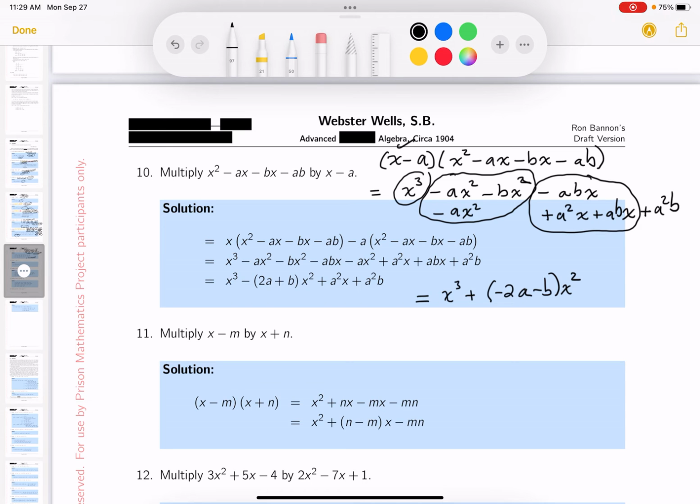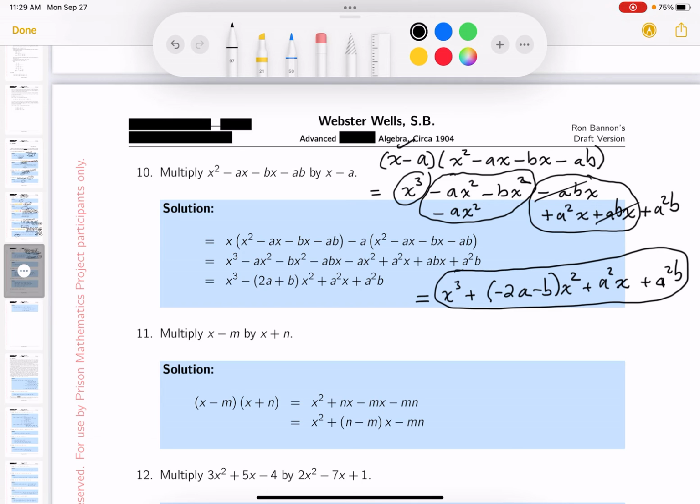Well, I notice something nice happens. This disappears, and we're left with plus a squared x. And then you get plus a squared b. All right, I'm going to circle that, and that's a fine answer as far as I'm concerned.